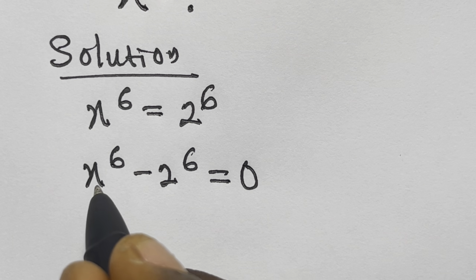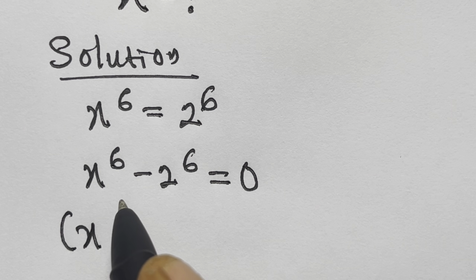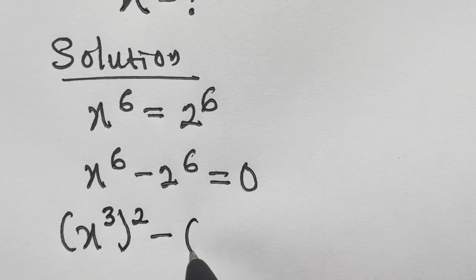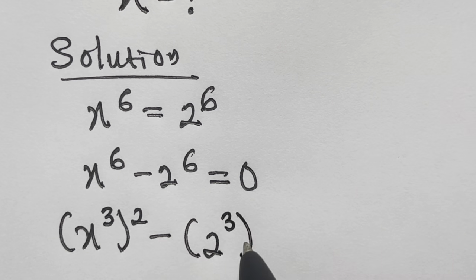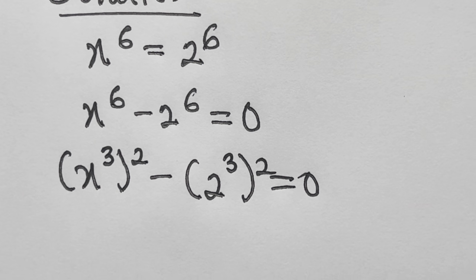So then we can express this, we just want to express it in the form of a difference of two squares. So we are going to have x raised to the power 3 squared minus 2 raised to the power 3 squared equals 0. So you now see that we have a difference of two squares.